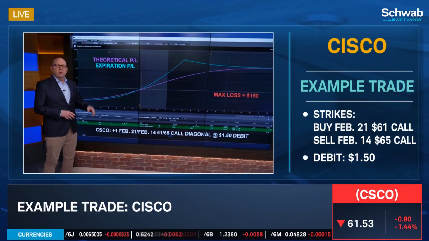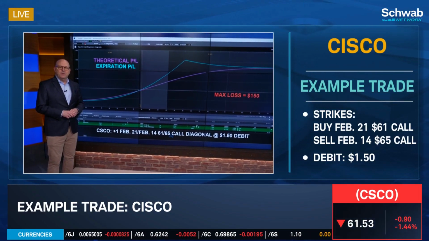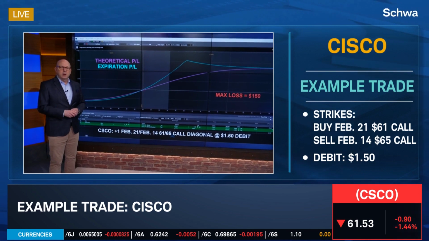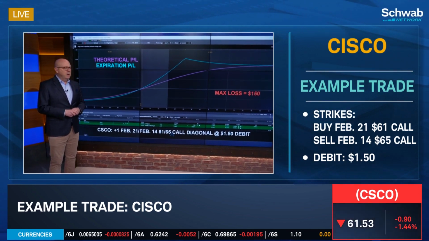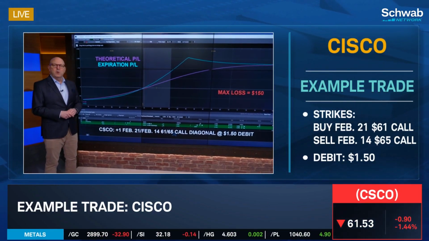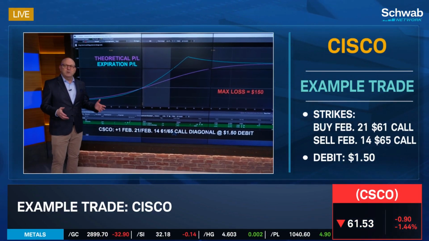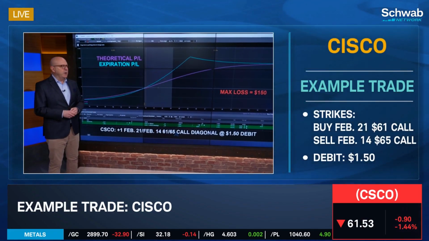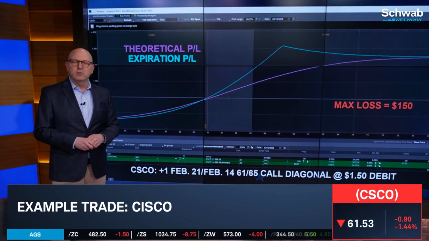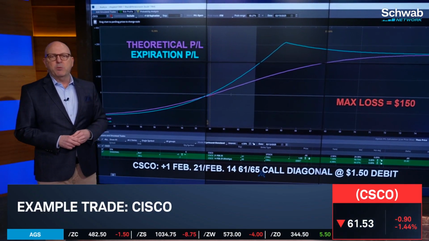You're going to pay roughly about $1.50 debit for that spread. That's your risk. Also $150 per spread on this one, with the expectations that it's going to move up towards the 65 level, which would be about that 1 standard deviation move that the option market's pricing in. Your break-even is going to be around the $62 level, so anything above there is going to be profitability.